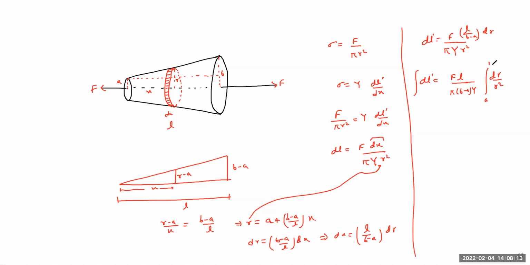So r will go from a to b. So the deformation, and this integration is 1 upon a square minus 1 by b square. Sorry, 1 upon a minus 1 by b, minus 1 by r. So this will be like this. And you can see this answer is exactly what we are looking for. Yes, so b minus a will cancel out. Okay, so this is how you can solve from basic.